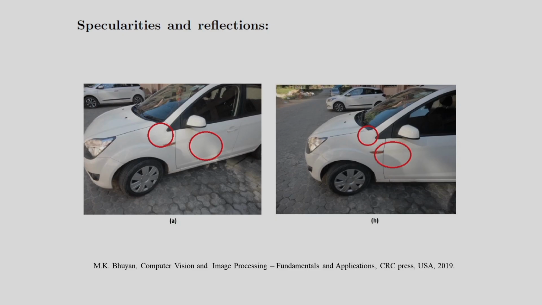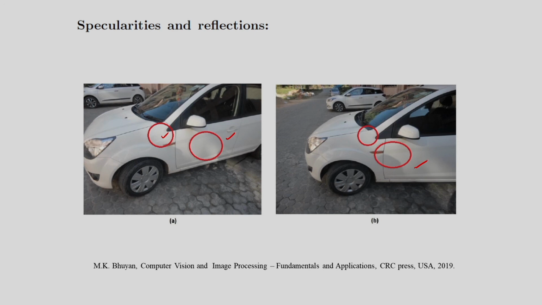The next point is specularity and reflections. Already I have explained what specular reflections are. For a specular surface, the radiance leaving the surface depends on angles. So, the disparity map obtained from the stereo image pairs may not give actual information of the specular surfaces. In this example, I have given the specular surfaces. This is a specular surface, this is a specular surface, like this I have the specular surface.